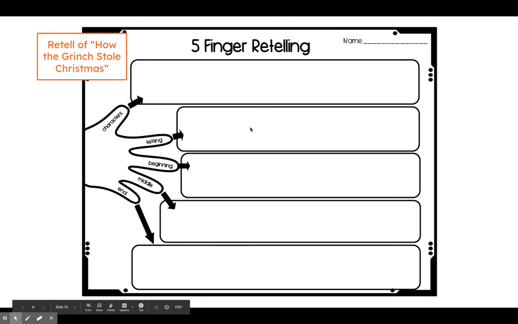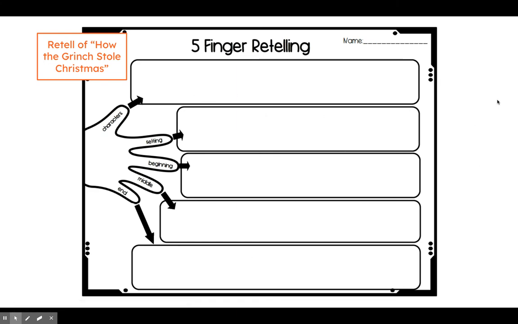The arrows point to which boxes you need to fill out for which. I'm just asking for a sentence for each box. So a sentence for who the characters were, a sentence for the setting, a sentence for the beginning of the story, a sentence for the middle of the story, and a sentence for the end of the story. If you have enough room to draw a little picture, you can do that too. But for now, just focus on writing the sentences for what happened.